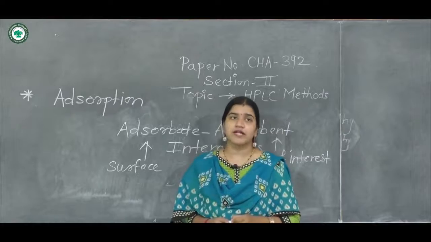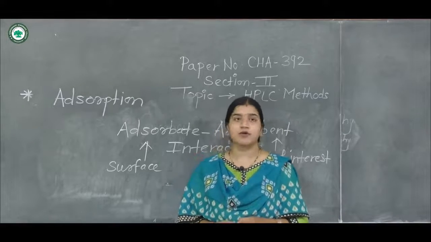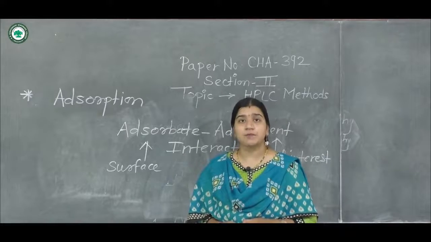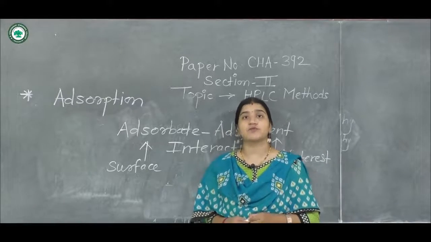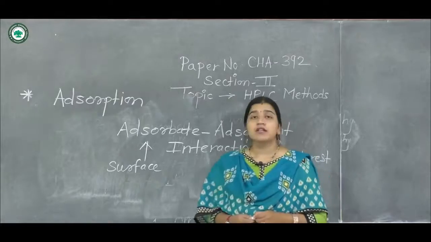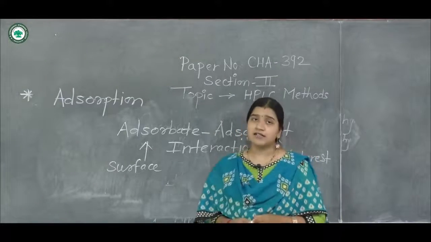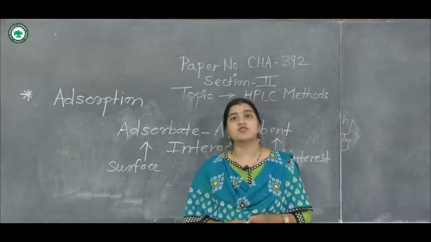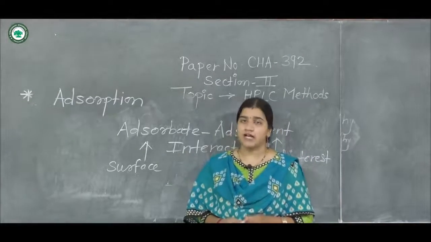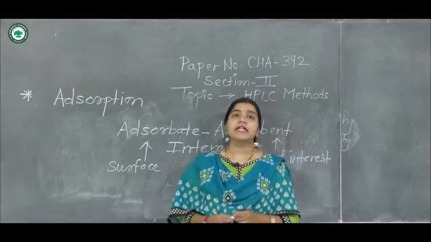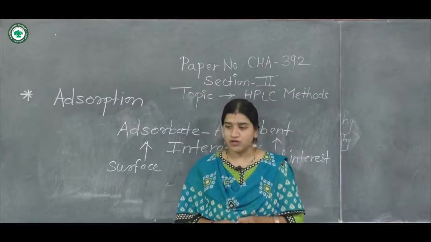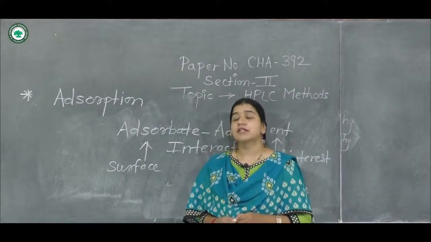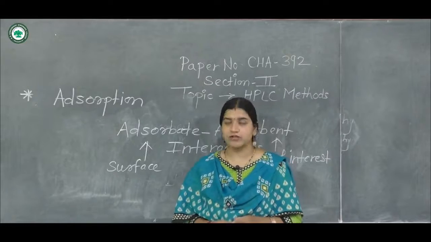As all of you know, adsorption is a surface phenomenon, so you have to consider the interaction between the adsorbate and the adsorbent in adsorption chromatography. The surface is the adsorbate, and the adsorbent is the molecule of interest which gets adsorbed on it. So when this interaction is stronger, what will happen, and when it is weaker, what will happen? This is the case for adsorption chromatography.